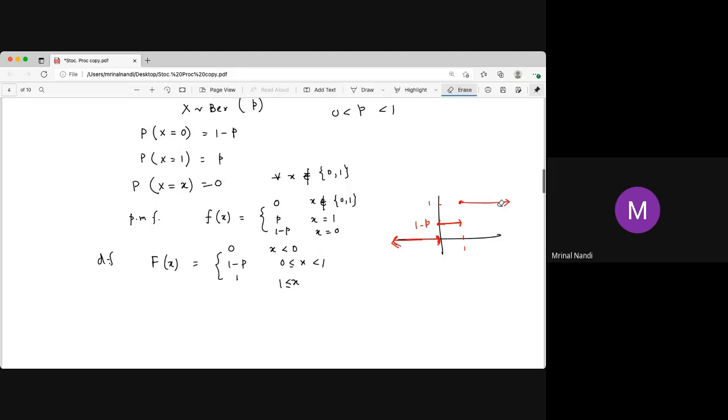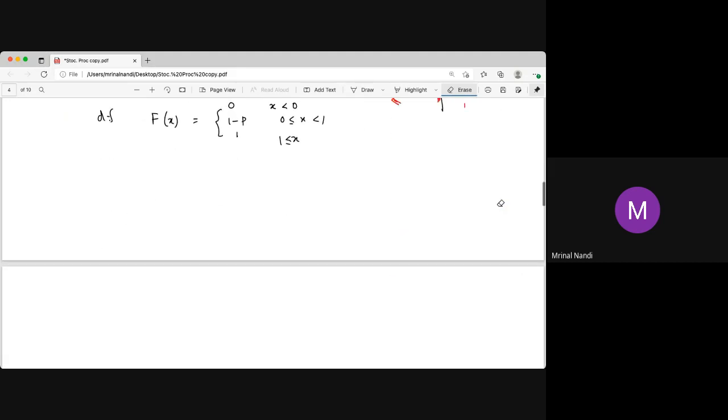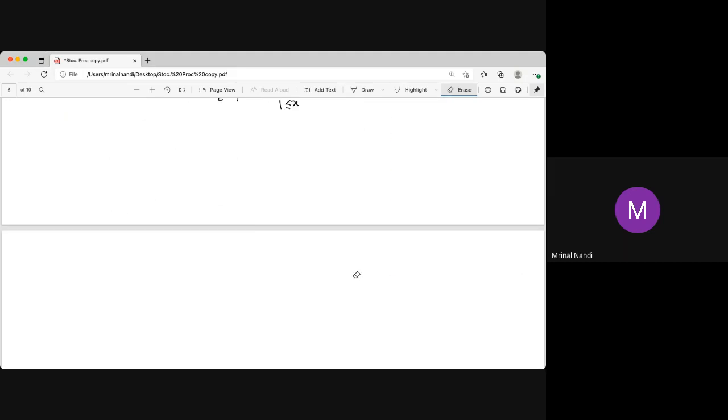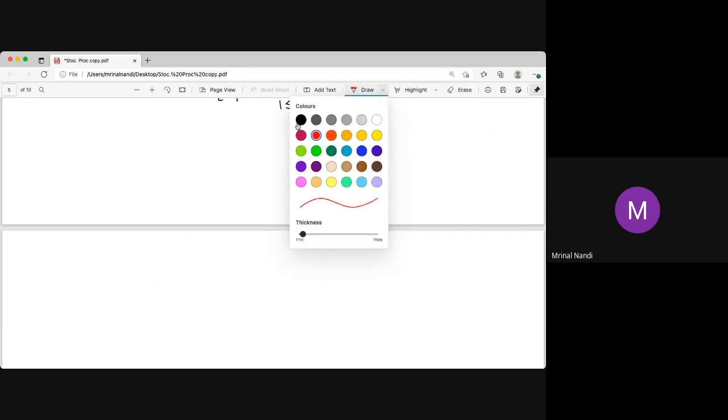So this is the easiest example of a random variable. Next, we know there are several random variables like Bernoulli, the binomial random variable, then Poisson, and others.